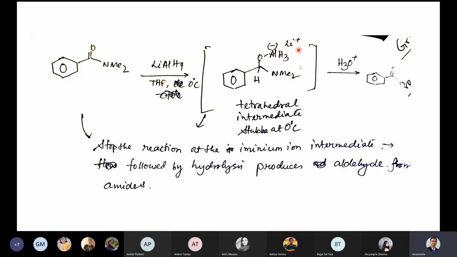But if I allow this reaction to quench at this step, then it will form this aldehyde. Got it? So basically it is actually the same reaction. In this case, we are hydrolyzing before finishing the product. In the previous case, we are finishing the reaction. Got it? Clear? Okay, I suppose it's yes.